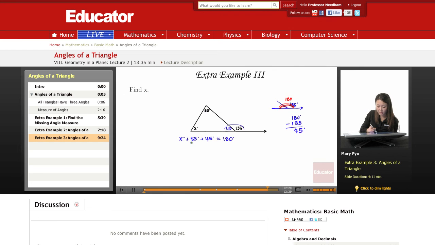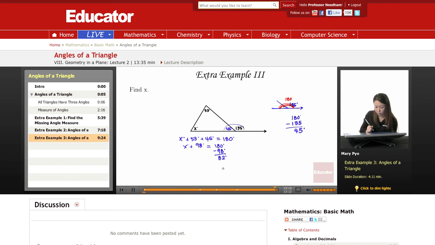Okay, so again, I'm going to add these two together to see how many of the 180 I'm using up, and then see how many are left over to go to be x. So this is 53 plus 45 is 98 degrees. That means x degrees plus 98 degrees together is 180 degrees. Again, I'm going to subtract 98 from this.